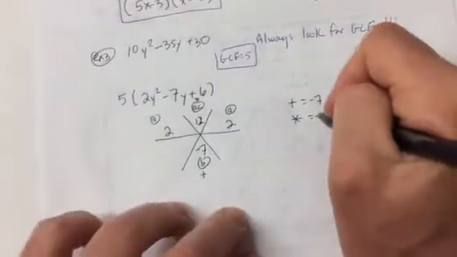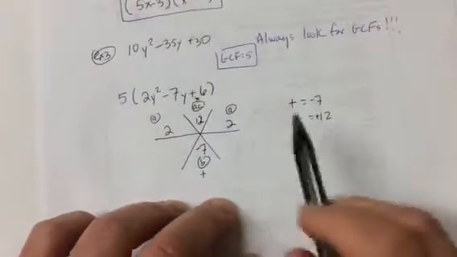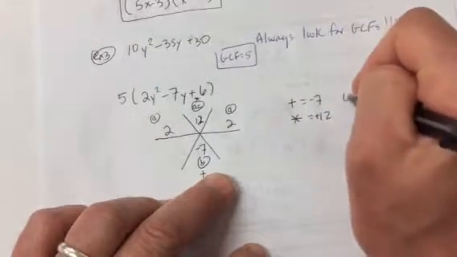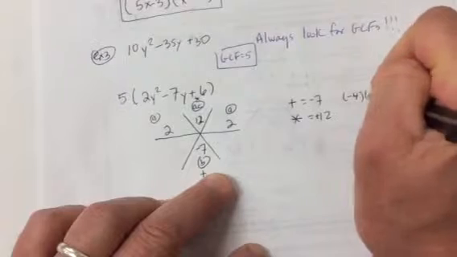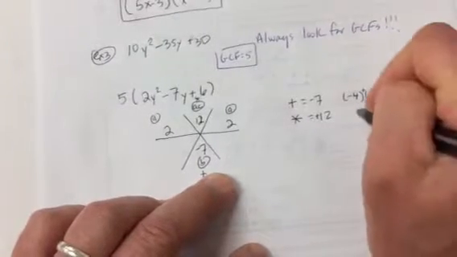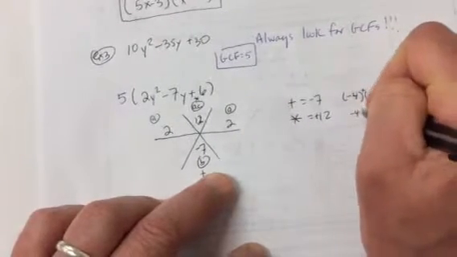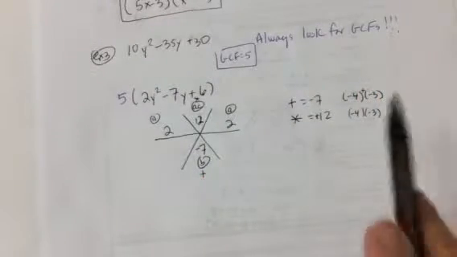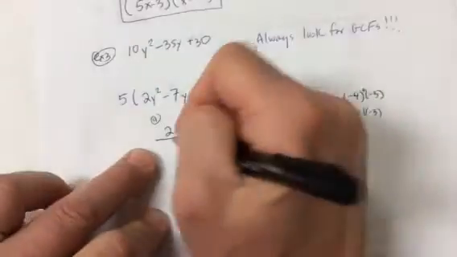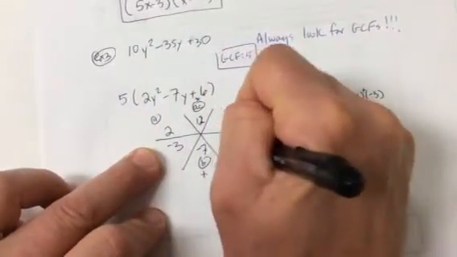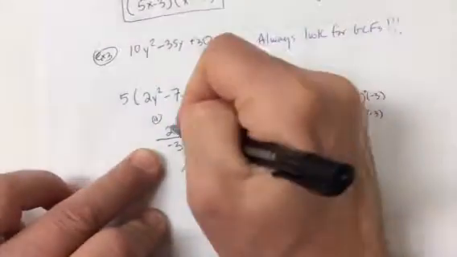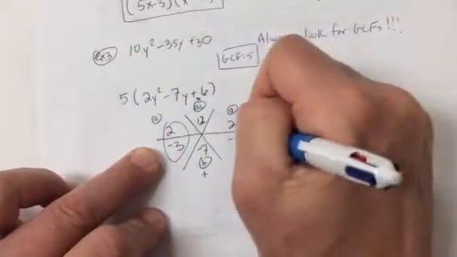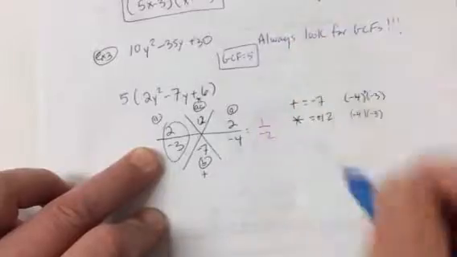Whoops, that's not negative 12. It should be positive 12. Sorry about that. What two numbers add to get negative 7, multiply to get positive 12? It's going to be negative 4 and negative 3. Add to get negative 7. Negative 4 times negative 3 equals positive 12. So we're going to have our negative 3 and our negative 4. Then reduce if you can. We cannot reduce that one, but we can reduce this one. So it's going to be 1 over negative 2.